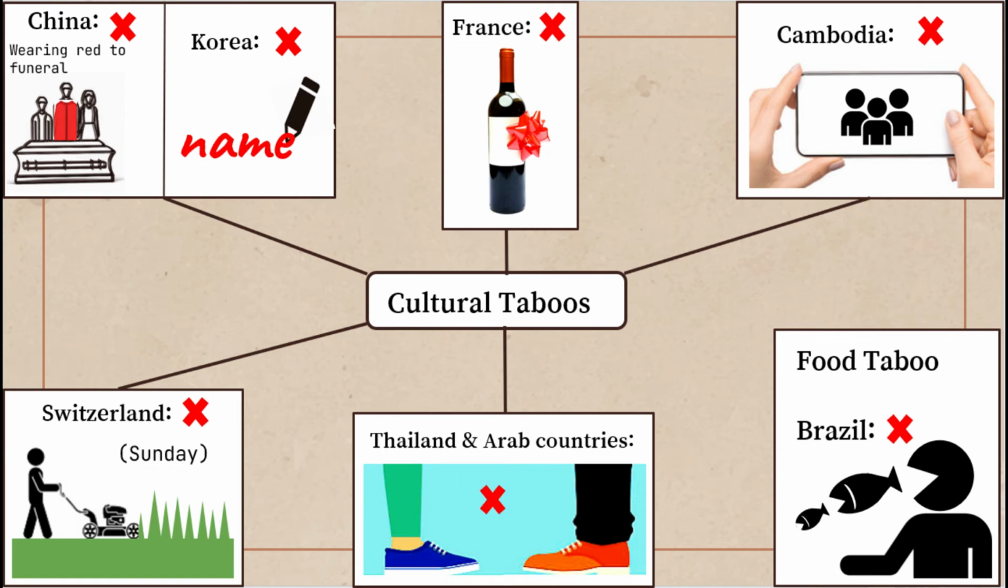The third type is food and drinks taboo. In Brazil, eating predatory fish will be considered a food taboo because they think that they feel ill when they eat fish.